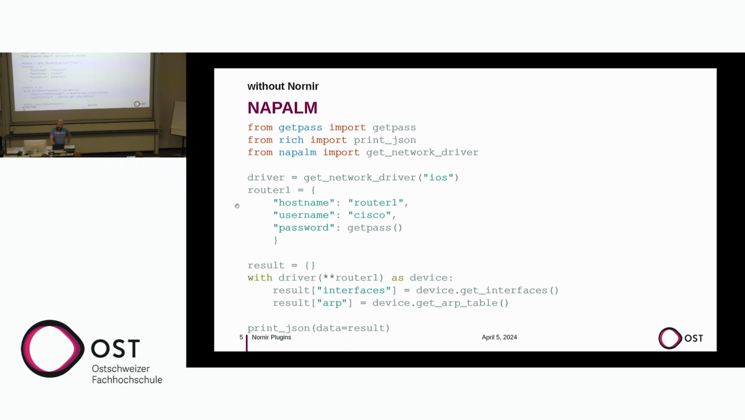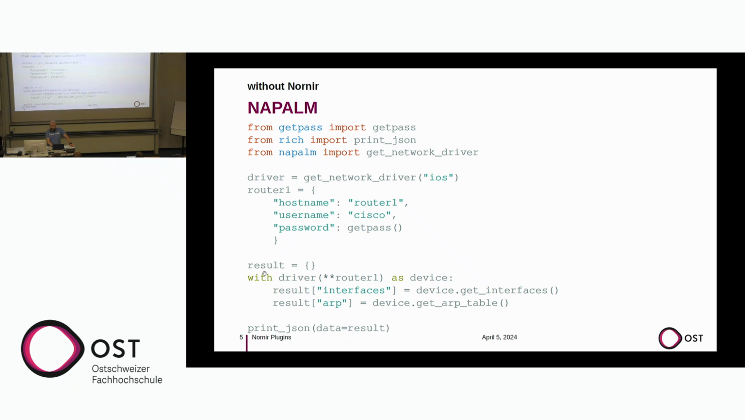Then we can define the properties we need for the connection. In our case, we need a host name, a username, and a password. With this library here, I can just generate a prompt so that I can enter the password. If we want to have a simple script, and we run it by hand, that is okay.